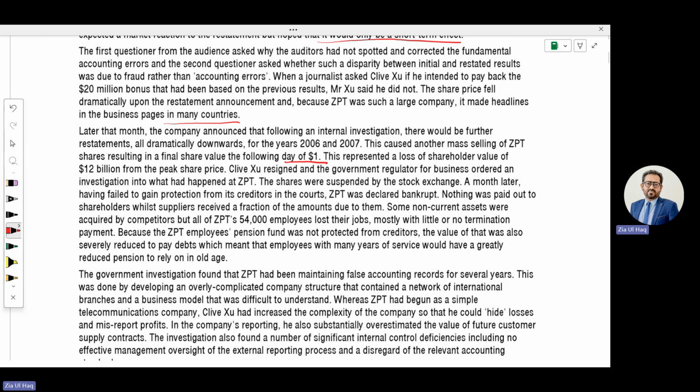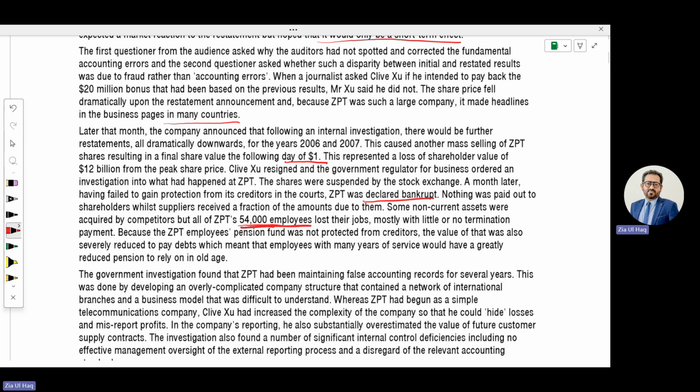A month later, having failed to gain protection from creditors in the courts, ZPT was declared bankrupt. Nothing was paid out to shareholders, while suppliers received a fraction of the amount due to them. Some contracts were acquired by competitors, but all ZPT's 54,000 employees lost their jobs, mostly with little or no termination payment.